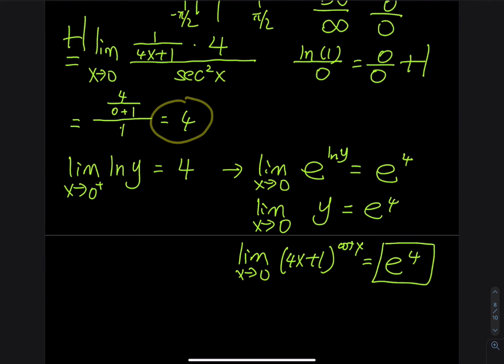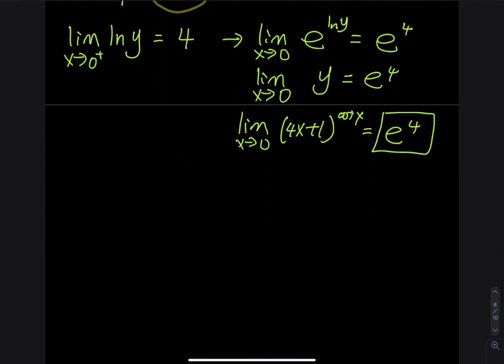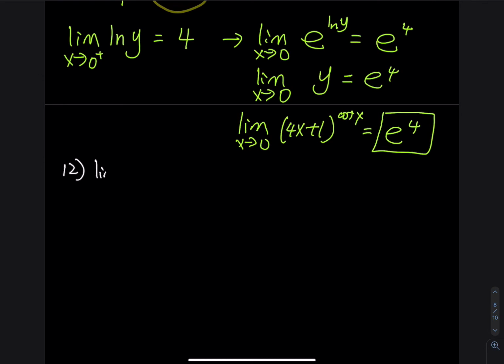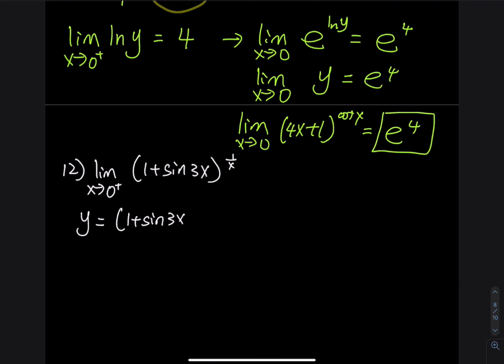Let's do the last one. The last one is also a logarithmic differentiation. So the last one is number 12. So number 12, we have limit as x approaches 0 from the right, we have 1 plus sine of 3x, and then raised to 1 over x. So since this is a variable in the base, a variable in the exponent, then we have to do logarithmic differentiation. Y is equal to 1 plus sine 3x raised to 1 over x, and then we ln both sides. We bring the 1 over x down, ln of 1 plus sine of 3x.